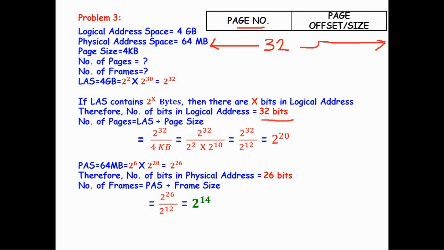We have calculated here. Page size is given as 4 KB. 4 KB is nothing but 2 power 12. So how many bits are used to represent this page size? 12 bits are used to represent it. So the bits used in page number can be calculated as 32 minus 12. So 32 minus 12 will be 20. Hence, if we are asked to find the number of bits used in page number, then we can use this procedure for calculating. So here 20 bits are used for page number.